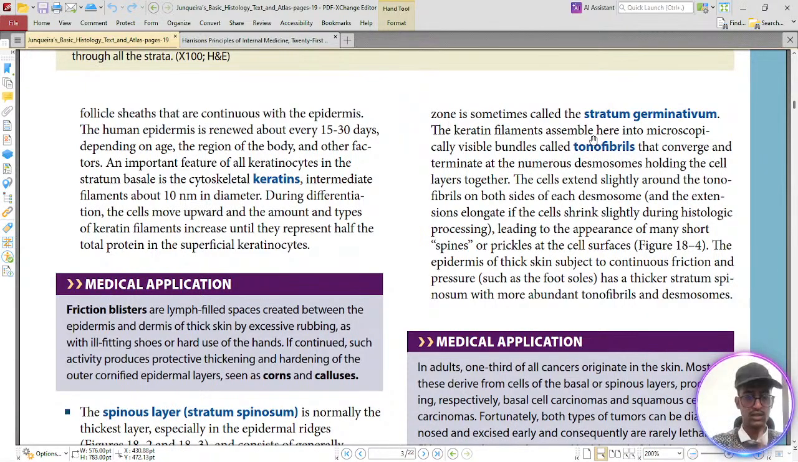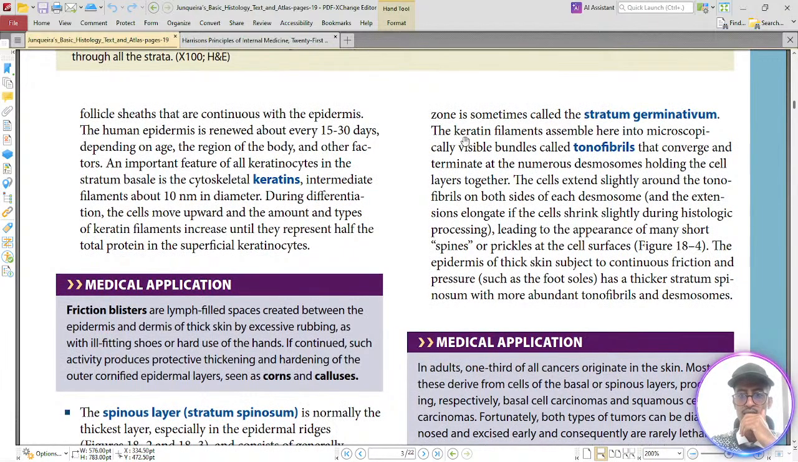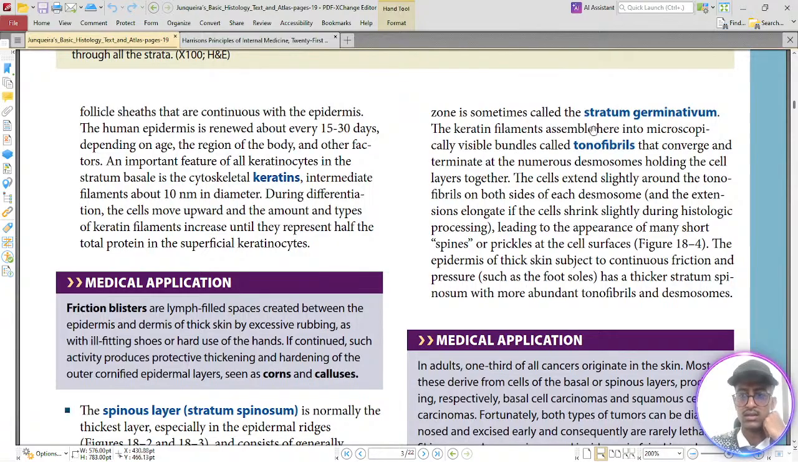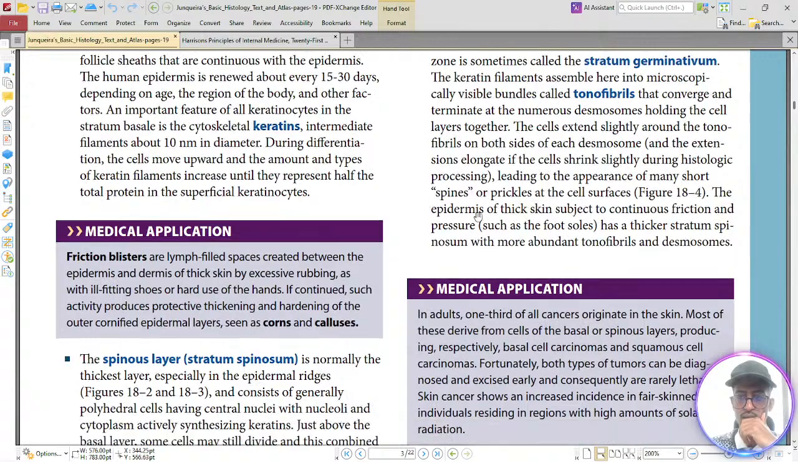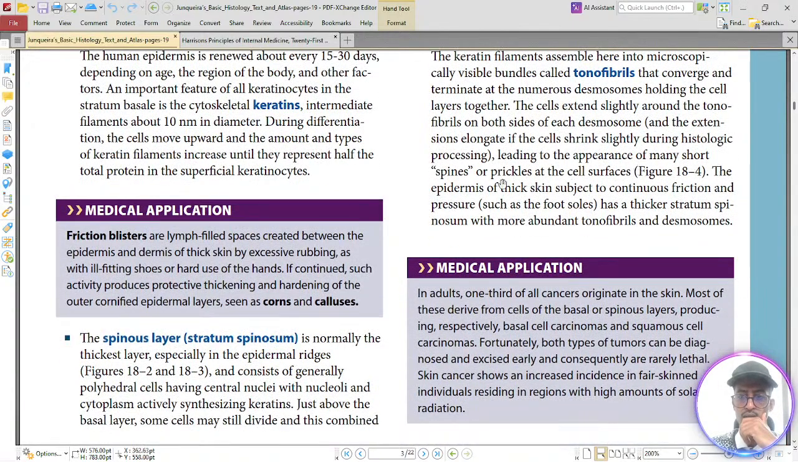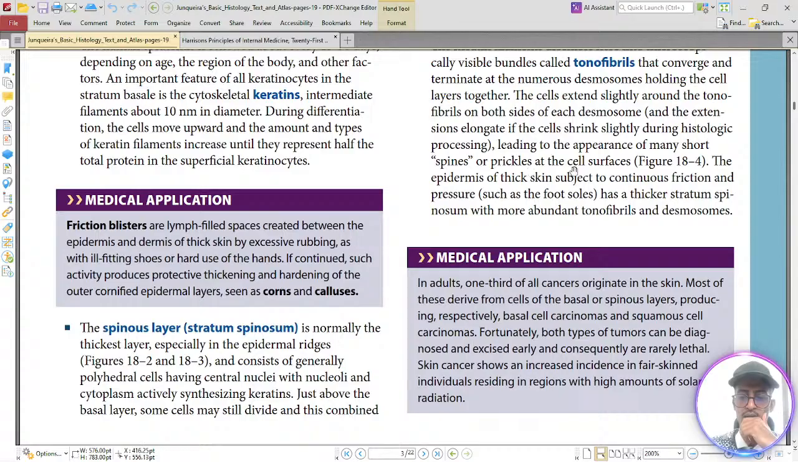Okay, so the zone is sometimes called this. The keratin filament assembled here into microscopically visible bundles called tonofibrils that converge and terminate at the numerous desmosomes holding the cell layers together. So the cells extend slightly around the tonofibrils on both sides of each desmosome. The extensions elongate if the cells shrink slightly during histological processing, leading to the appearance of many short spines or prickles at the cell surface.